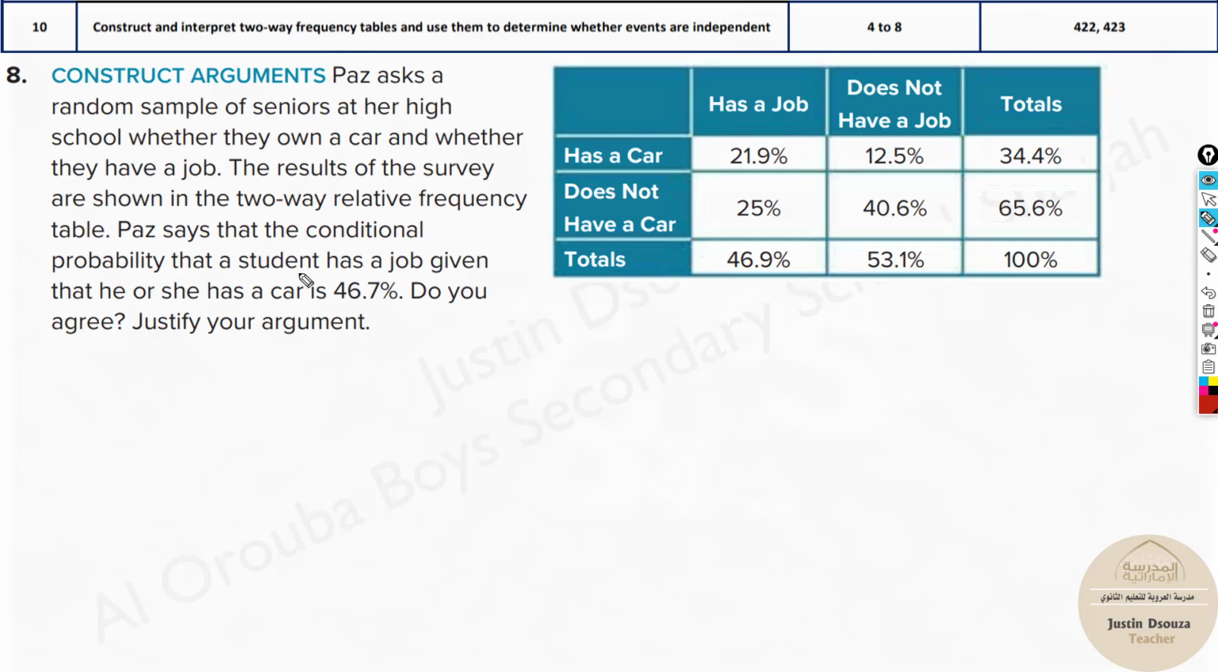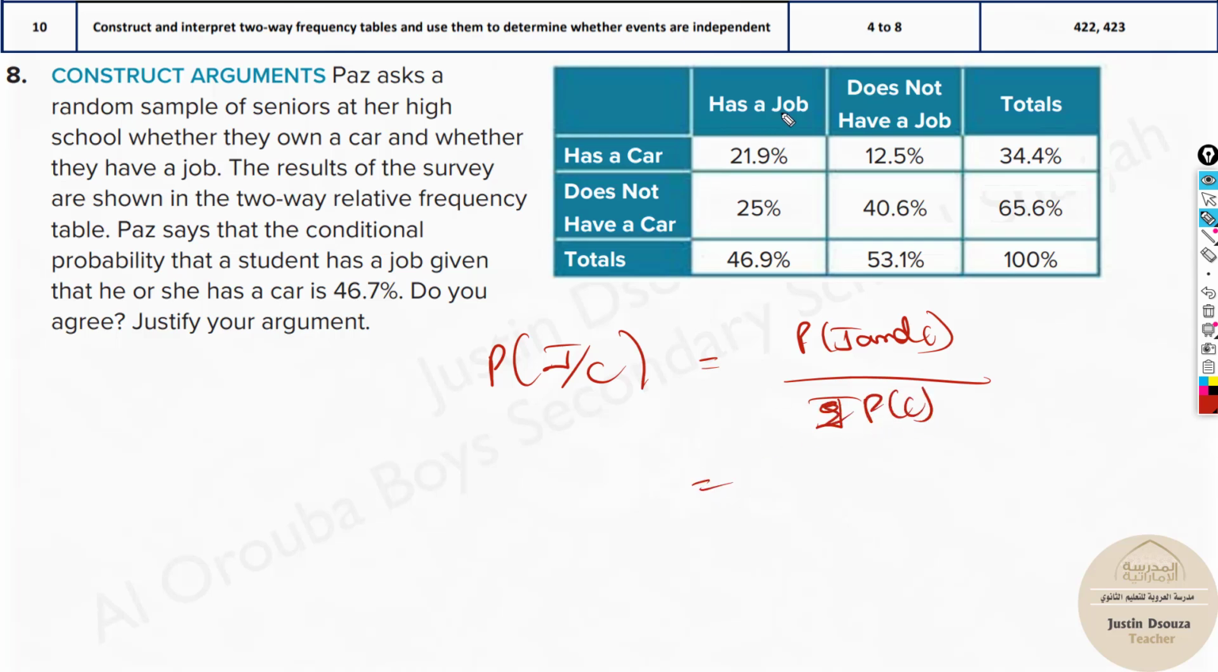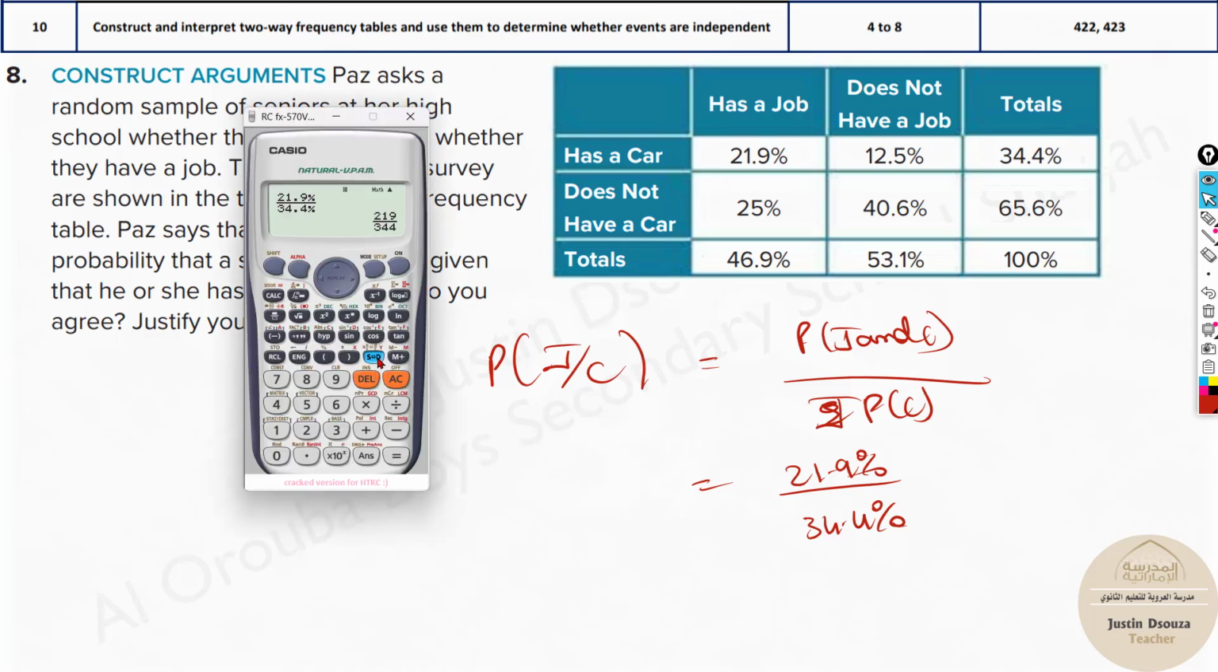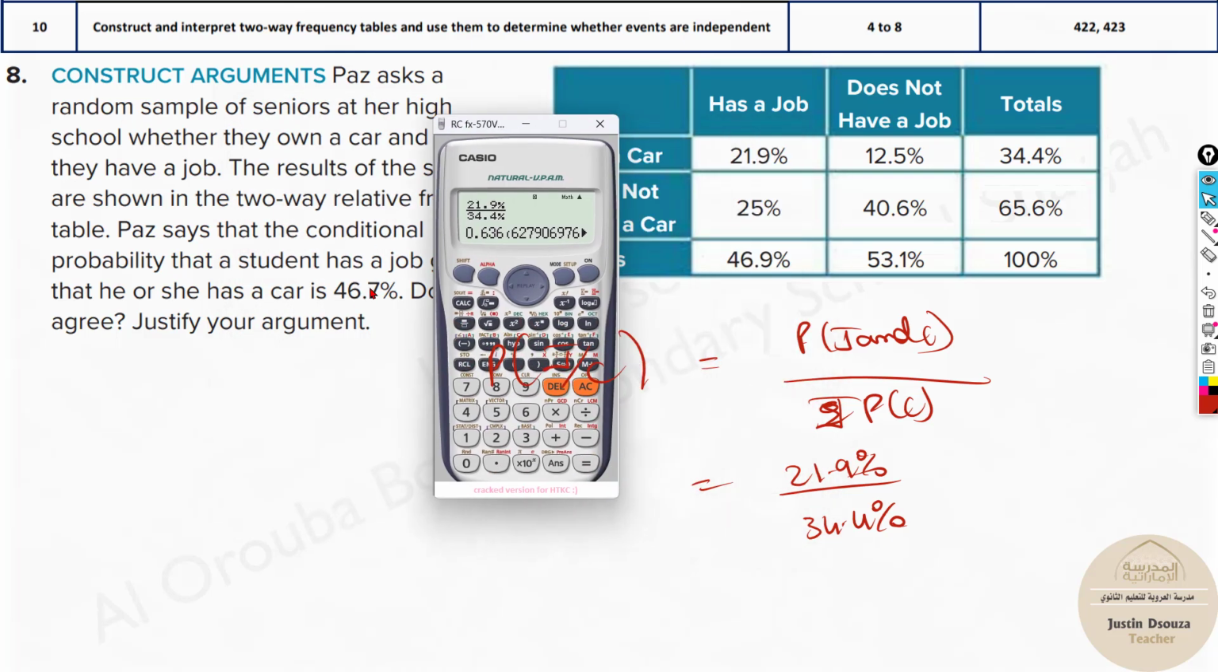So what is the conditional probability that a student has a job given that he or she has a car? Job given car. The probability of job and car needs to be known, and the probability of just car. So what is the probability of job and car? Has a job and has a car. It is 21.9% divided by the probability of car, that's over here, the total, 34.4%. Now let's just put it in the calculator. Here the answer we get is 63.6%. So this is wrong.